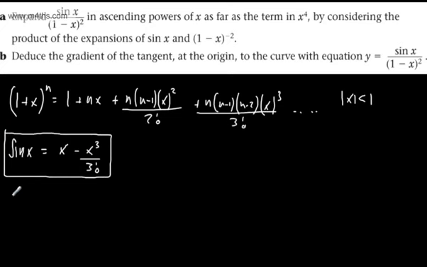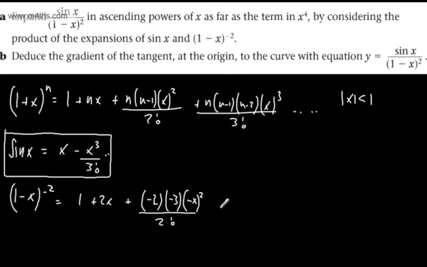Let's now consider our expansion of (1 minus x) to the minus 2. What we're going to end up with is the following. We have 1 plus 2x, then plus n, which is minus 2, times n minus 1, which is minus 3, times minus x squared over 2 factorial, then plus minus 2, minus 3, minus 4, times minus x cubed over 3 factorial. Let's consider any more values in this. We need to go up to x to the fourth.